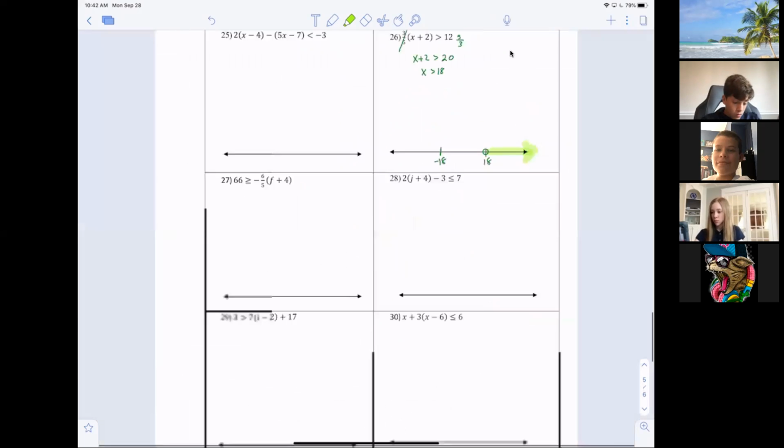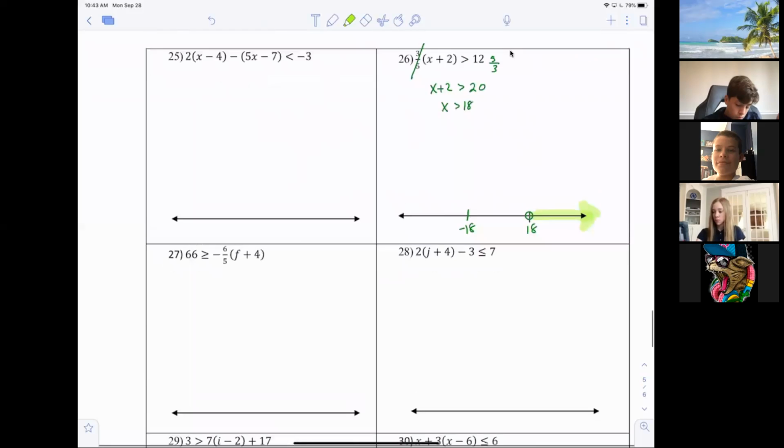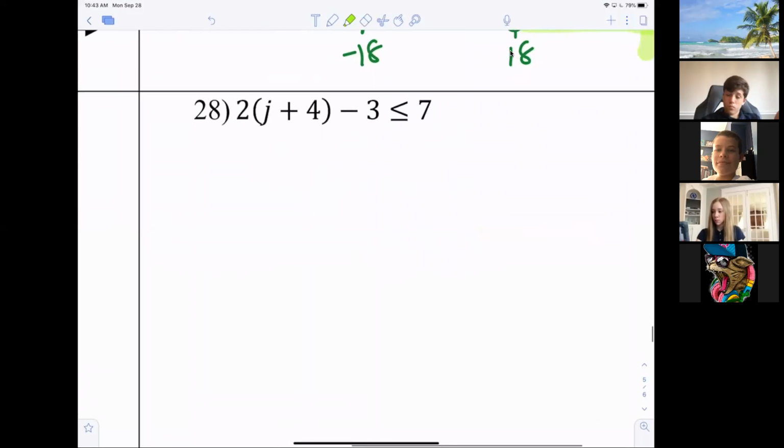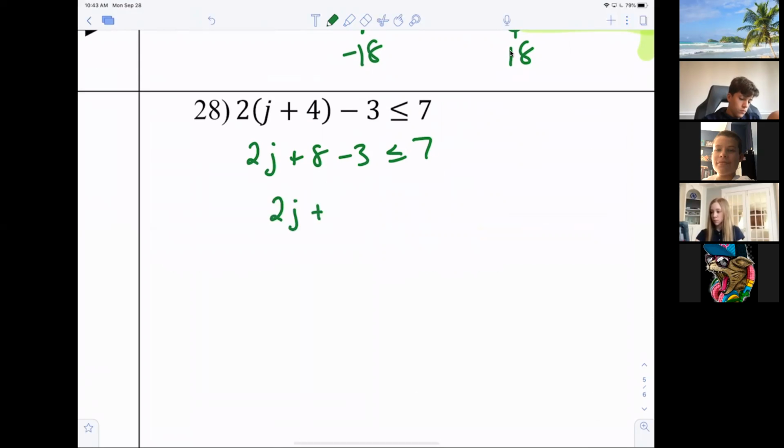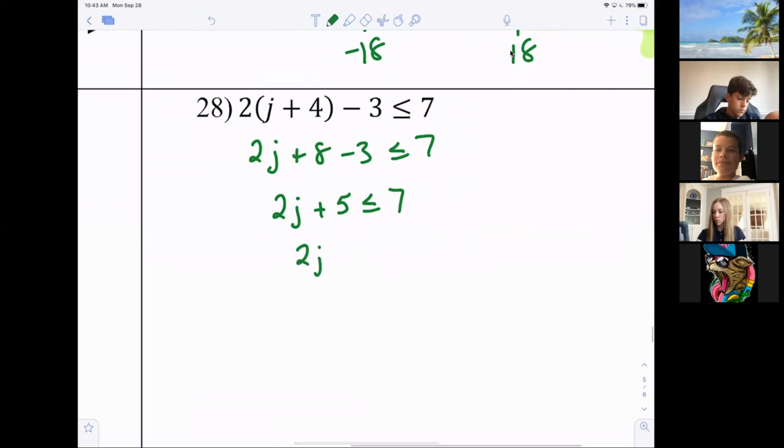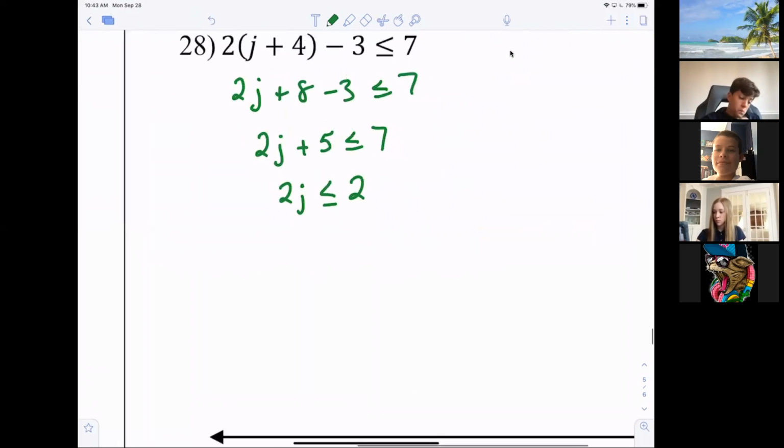All right, guys, I'm pretty happy. Two more to go. Let's distribute. 2j plus 8 minus 3 is less than or equal to 7. Combine terms. 2j plus 5 less than or equal to 7. Subtracting 5, 2j is less than or equal to 2. Therefore, j is less than or equal to 1.